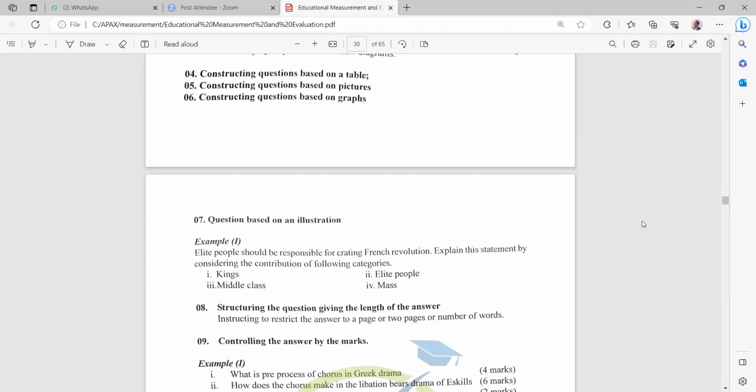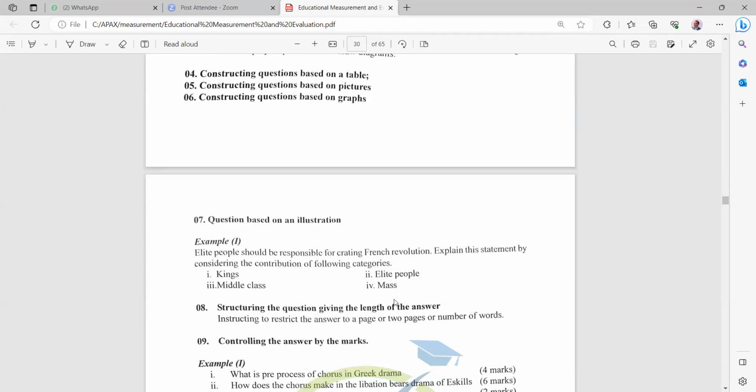Question based on responsible for creating French Revolution. Explain this statement by considering the contribution of following categories. So you have 4 categories. Now you have to limit your answers in these 4 categories, like kings, elite people, middle class, mass.